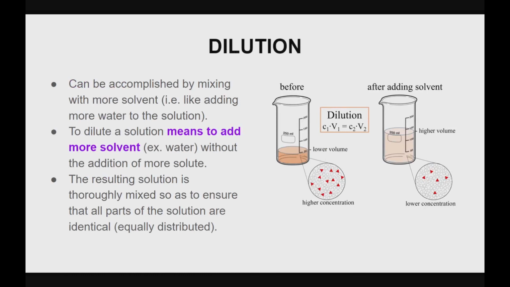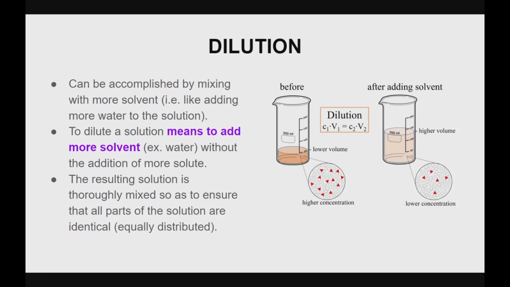Dilution can be accomplished by mixing with more solvent, so you can add more water to the solution, just like you see in the figure here to the right. Before, you had a higher concentration, your solution is darker in color, but if you add water, it's going to get lighter in color because you're increasing volume. You're keeping your amount of solute the same, so as a result, the color thins out because you have fewer solute molecules per unit volume. In other words, you have a lower concentration after you add more solvent.